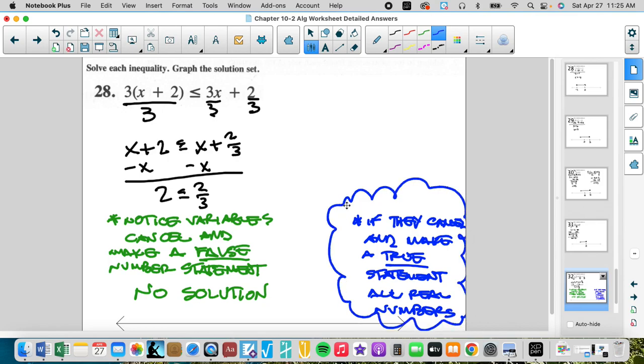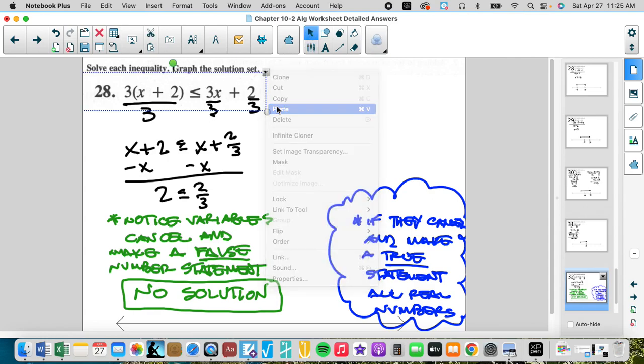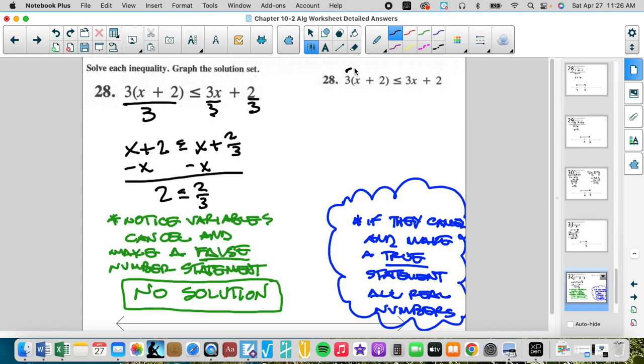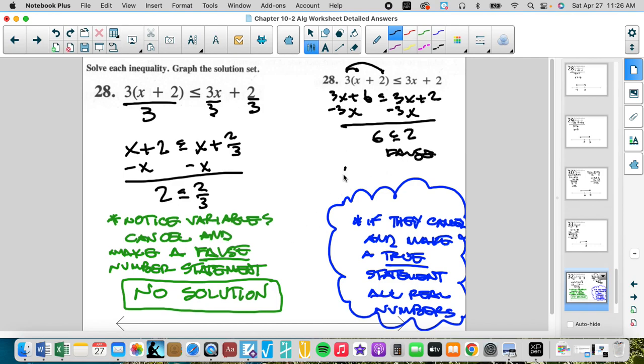That's something to just understand. The answer here is no solution. There is no value that you can plug in for x to make that statement true, the left side less than or equal to the right side. Let me show you through the distribution if you had that statement. Let's do this. Copy, paste. Let's make it a little bit smaller. So if you distribute, in order to get rid of the parentheses, you get 3x plus 6 is less than or equal to 3x plus 2. Let's move the variables, and you get 6 is less than or equal to 2, which is still false, which still gives us no solution.